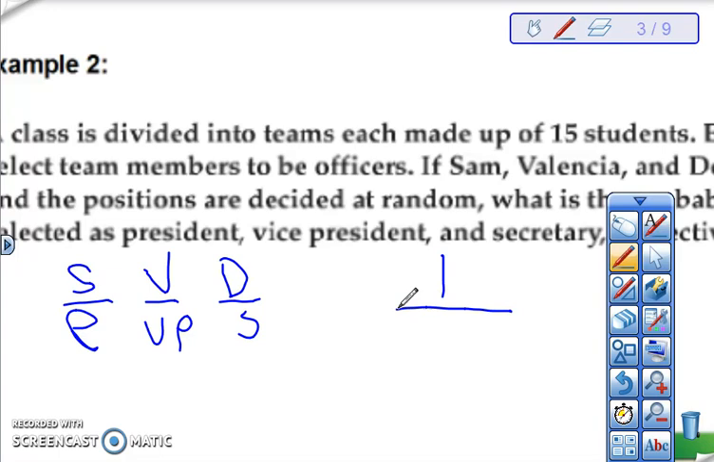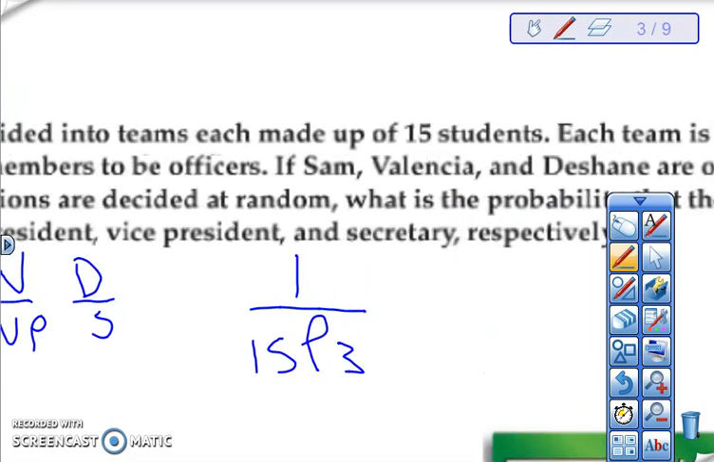So if we were doing this last time, to figure out the total number of ways, there would be 15 people available for president, but then only 14 for vice president and 13 for secretary, because we're not giving the same job out twice. So instead of writing 15 times 14 times 13, I can shortcut it and say 15P3, because there's 15 people, and I only want to do the factorial for the first 3.